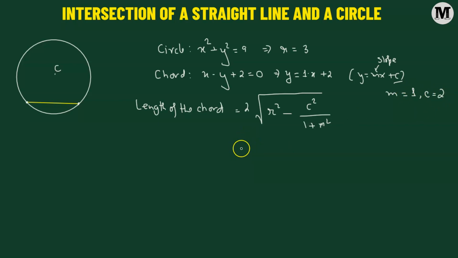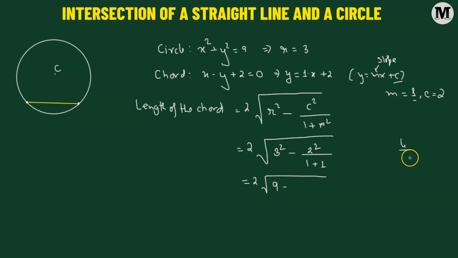So let's substitute these values here. We have 2 times the square root of the radius squared, so 3 squared, minus c squared, that's 2 squared, divided by 1 plus the slope squared. The slope is 1 here, so we get 1 squared, which is 1. Further simplification gives us 2 times the square root of 3 squared, that's 9, minus 2 squared, which is 4, divided by 2. So 4 divided by 2, that's 2. We get 2 times the square root of 7. So we have obtained exactly the same value. But this is a quicker method. The only thing is that we'll have to remember this particular formula.